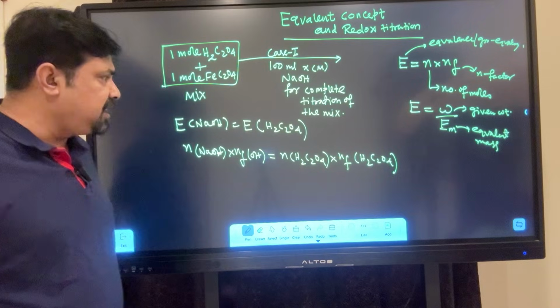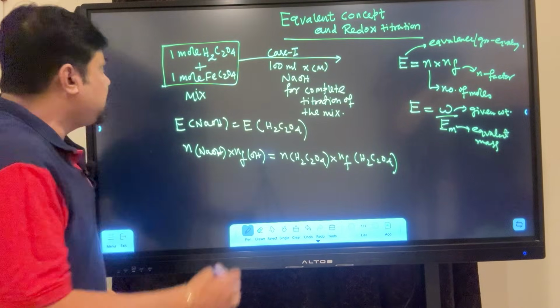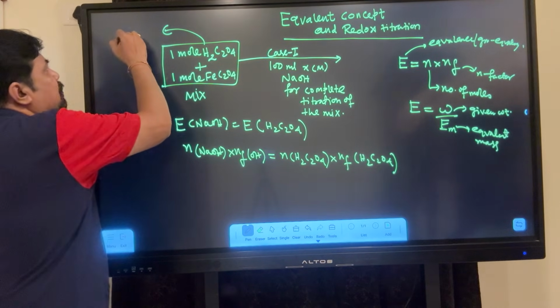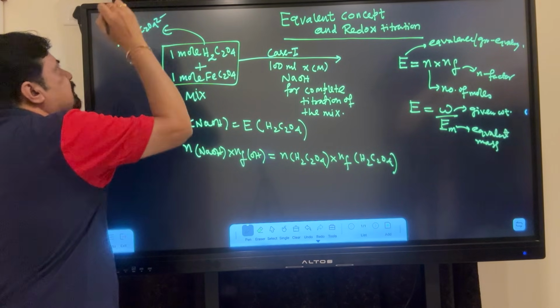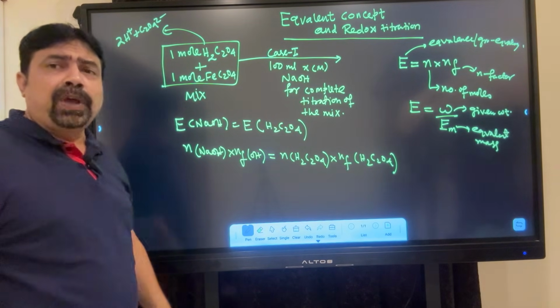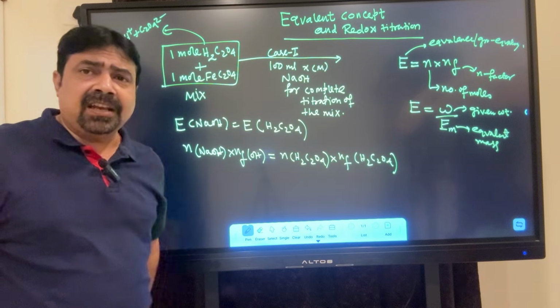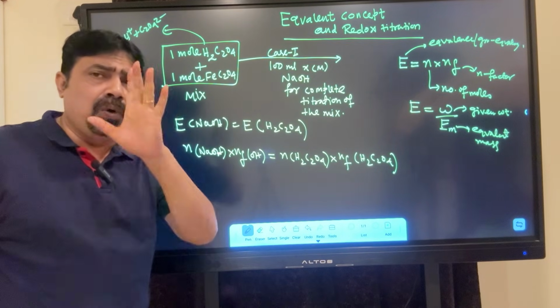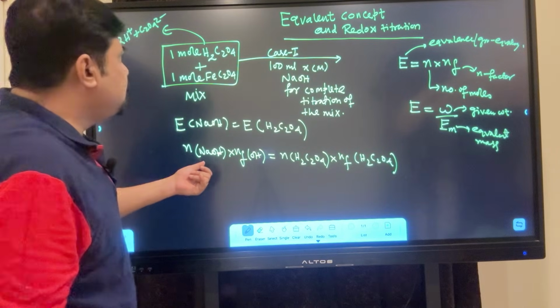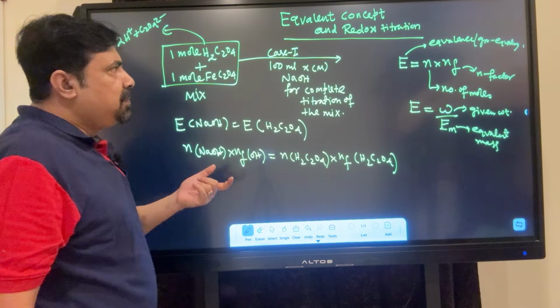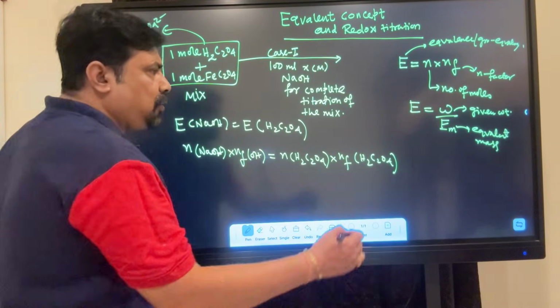From oxalic acid it can give 2H plus, because you know how oxalic acid will dissociate. Understand, it will give 2H plus and C2O4 2 minus. That's why it can provide you 2H plus, N factor is 2, whereas NaOH can give only 1 OH minus. That's why N factor is 1. Now number of moles of NaOH, how can I change? Because molarity is nothing but, what do you know?